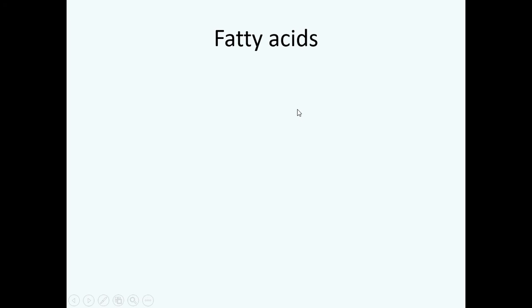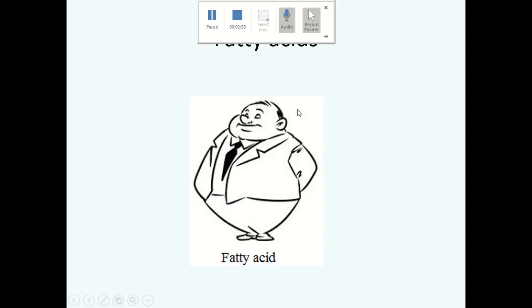So the first one in this regard are the fatty acids. Fatty acids are those acids which eat a lot and hence become fat. Well, that was just a joke. This explanation is for those of you who might have taken it too literally.